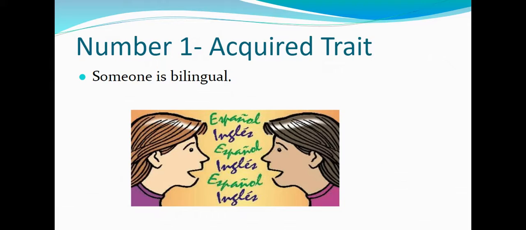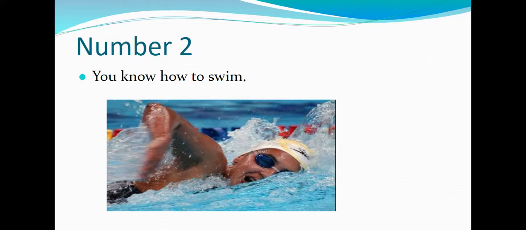Someone is bilingual is an acquired trait. They learned it. They learned how to speak English or Spanish. It was not something they were born with. Number two, you know how to swim. Number two is also an acquired trait. This was not something that was passed down from generation to generation.